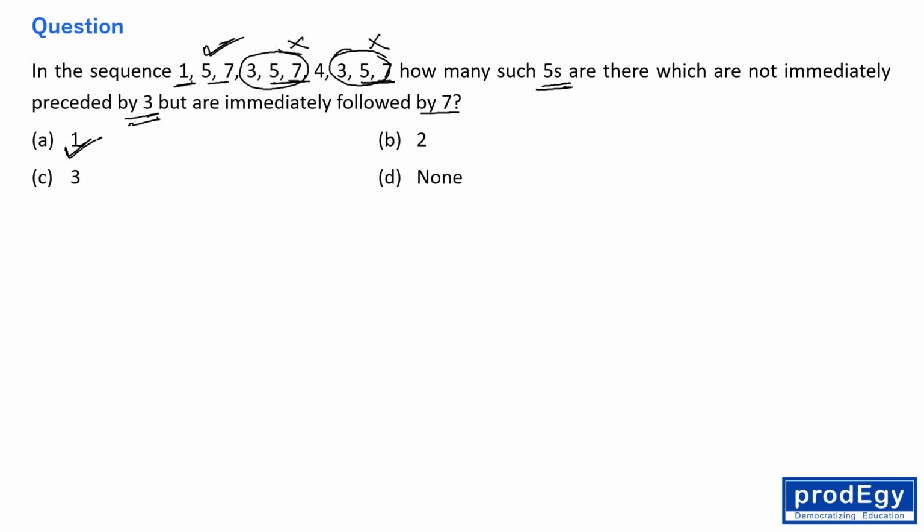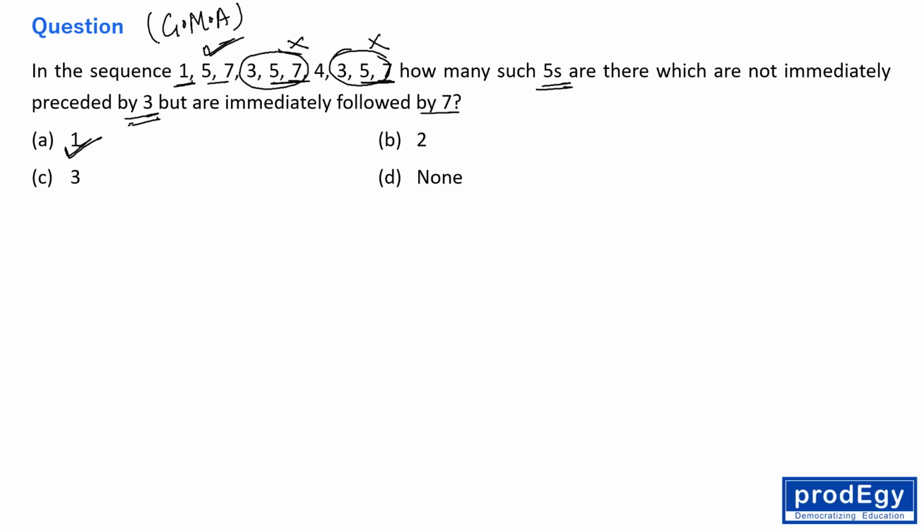The answer is 1. Fine. So this is a question of simple general mental ability, right? This question can't be categorized under any category. Question says in the sequence 1, 5, 7, 3, 5, 7, 4, 3, 5, 7, how many 5s are there which are not immediately preceded by 3 but are immediately followed by 7? This is a very simple question, just based on observation only, right? No background is required for the solution of this question. Just by seeing this question and reading the instructions, you can solve it. A very, very simple question.